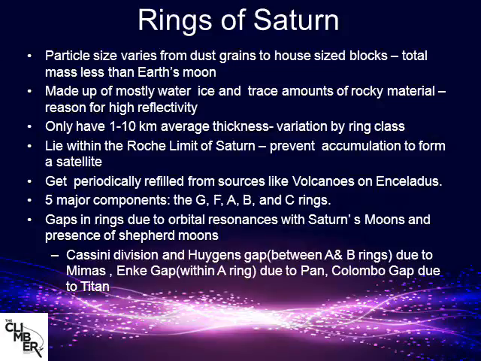Major rings are the G, F, A, B and C rings, and there are some gaps in them as well, mainly due to either orbital resonances with Saturn's moons or the presence of tiny shepherd moons like Pan and Daphnis, which give them their structure.